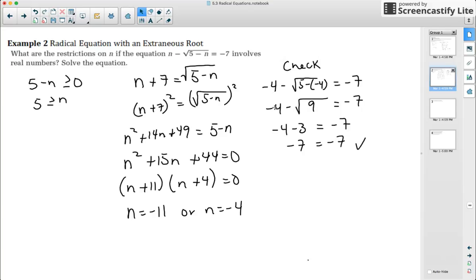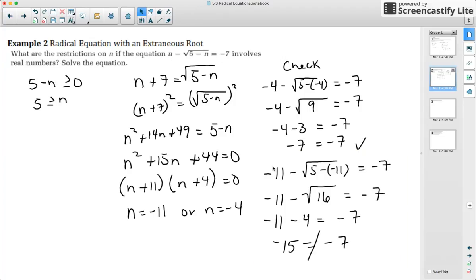We'll start with negative 4. We substitute negative 4 in for n. Carrying through with our BEDMAS and order of operations, we end up at negative 7 equal to negative 7. So n equals negative 4 does work. It proves this equation to be true. Checking for negative 11, carrying our negatives through, we end up at negative 15 and negative 7. Those do not equal, so we cannot say that n is equal to negative 11.